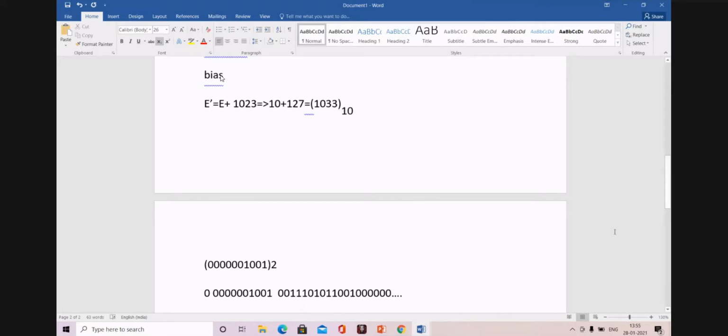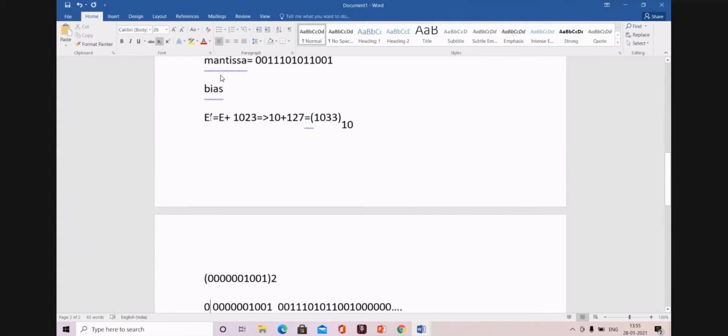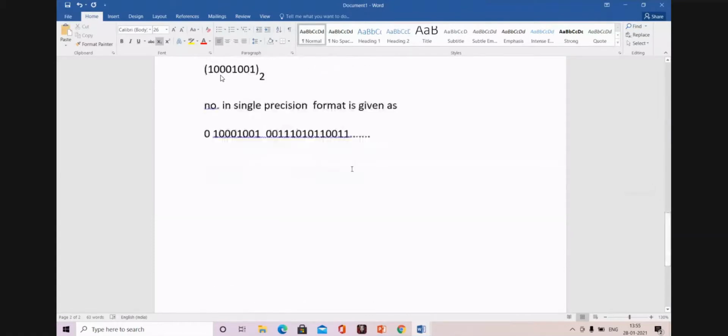Now this is the way of representing it. So the sign 0 is your positive number. This is your exponent, which we got by using this formula. You get 1033, and when you convert it into binary, you get this number, and then the mantissa remains the same. This is called single and double precision format. Now if I give you a question like this, just a second, I'll give you a question.